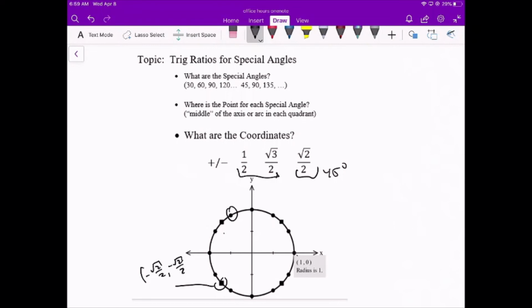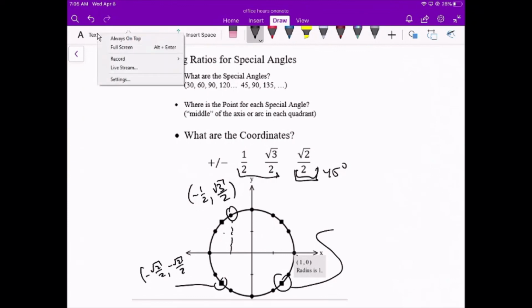This point here, it's a 30 degree type. I can see that the x-coordinate is -1/2, means the y-coordinate is going to be the √3/2 type, and it's clearly a positive y-coordinate. Pick one more point. I'll pick this one right here. Again, it's always going to be 1/2 and √3/2 if it's a 30 degree type. It's going to be √2/2 if it's a 45 degree type.